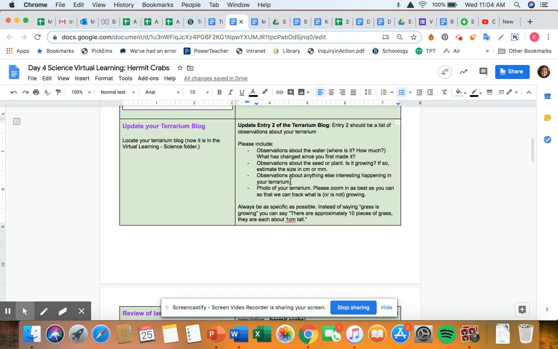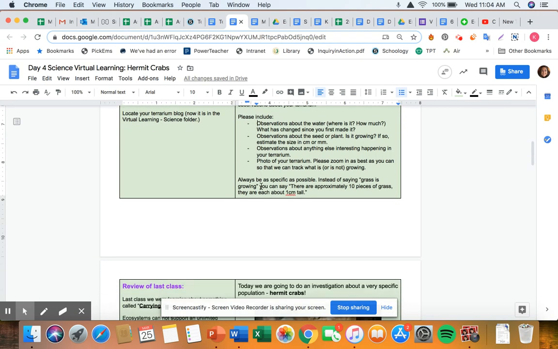In mine, for example, there's about a 3 centimeter long white worm that's moving around my terrarium. I don't know how he got there. I guess he was in the soil when I planted it. But yeah, there's a little white worm. So I could include that in my observation since it's something interesting that's happening.